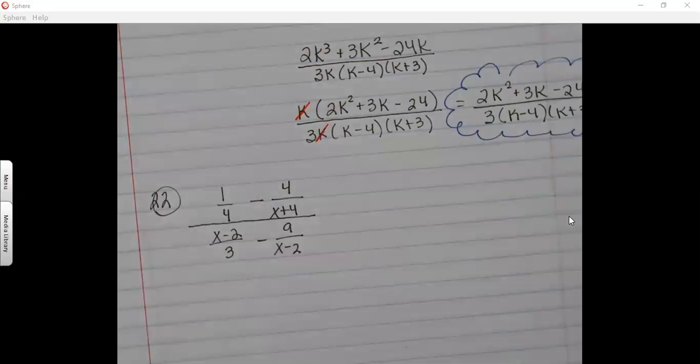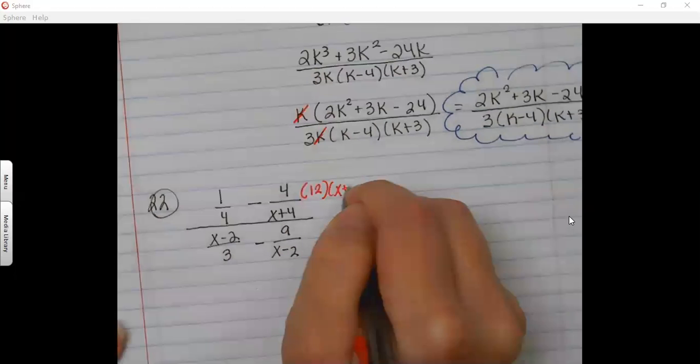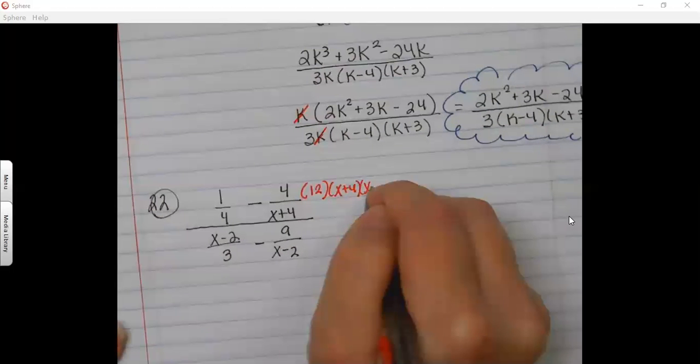Okay, on this one, we have two monomials, a 4 and a 3. So what's the least common multiple between those? 12. So 12 is going to be part of my LCD, right? And I'm also going to need an x plus 4 and an x minus 2. So it's probably going to be a little crazy. All right, so let's multiply each piece by 12 times x plus 4 times x minus 2. And remember, when you do that, that's in the numerator of each fraction.